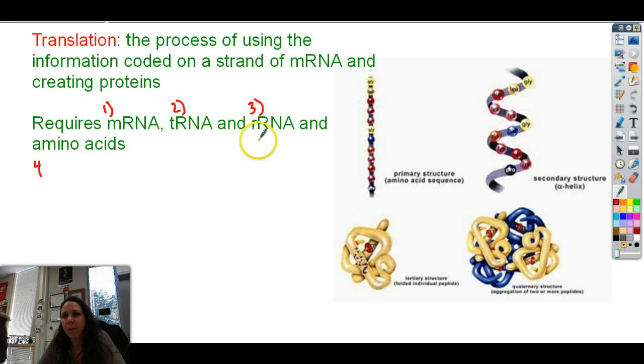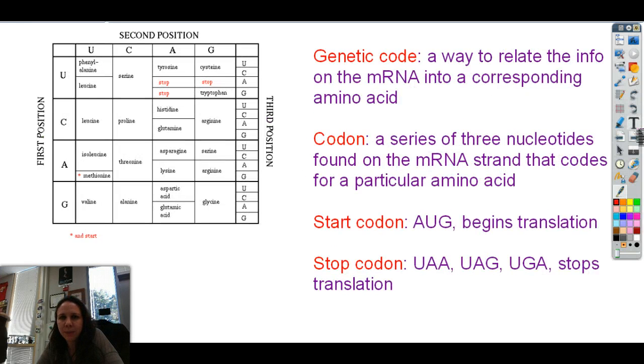Where do those amino acids come from? The food you eat. So when you eat proteins, you break them down into the individual amino acids, which go out into the cell cytoplasm for you to reassemble into your very own proteins.